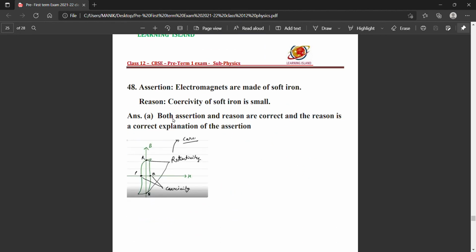Question number 48. Assertion: electromagnets are made of soft iron. This is correct. Reason: the coercivity of soft iron is small. Yes, this is also correct. So both the assertion and the reason are correct, and the reason is a correct explanation of the assertion.